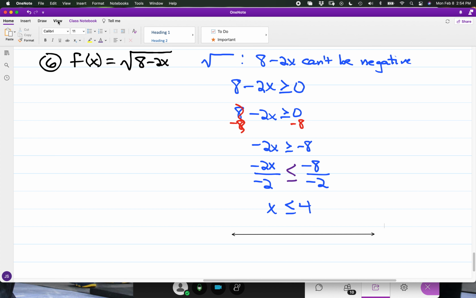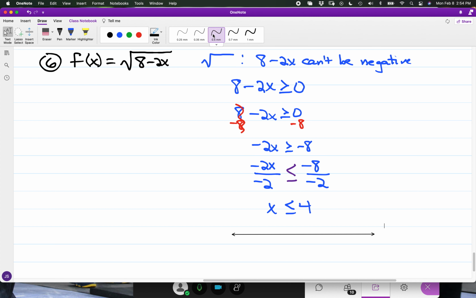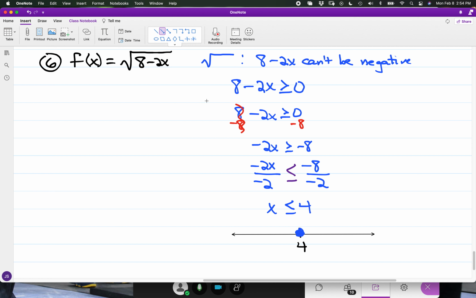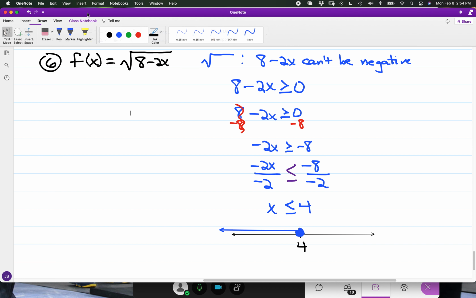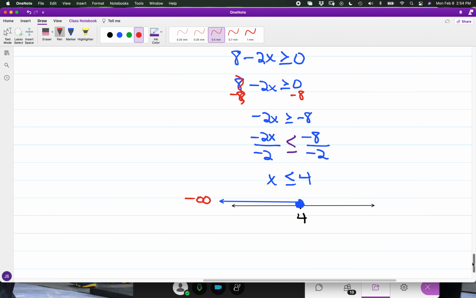Okay, so you have just one value to work with. You have 4. Again, just like the 7 earlier, 4 is included, so you have a solid point. However, everything else is going to be less than, so we're going to go in the other direction. We're going to the left, and we have the values decreasing, down to the depths where we approach negative infinity. So we have the domain for this item.